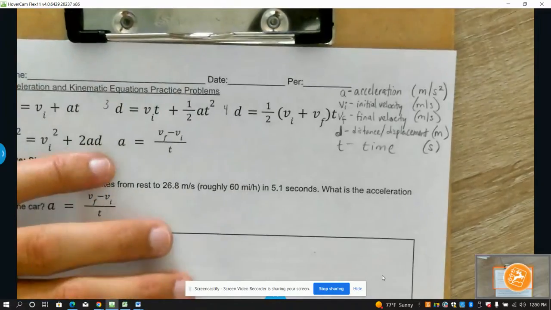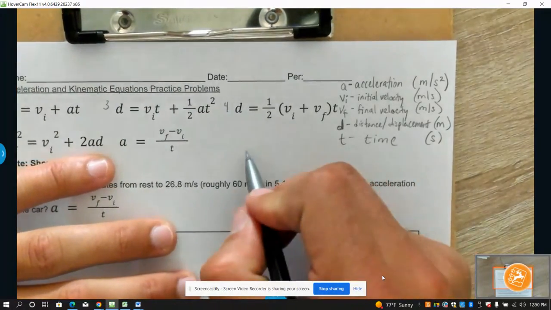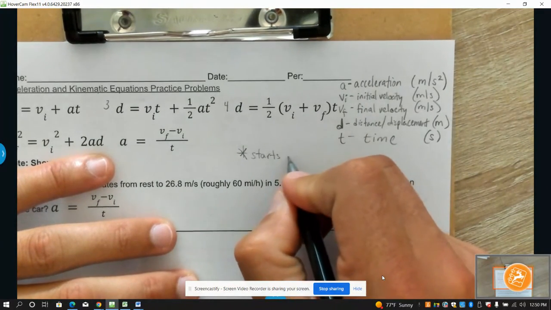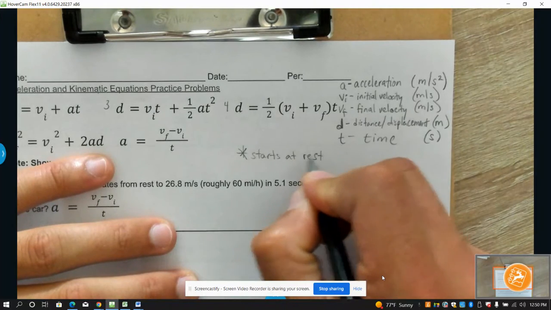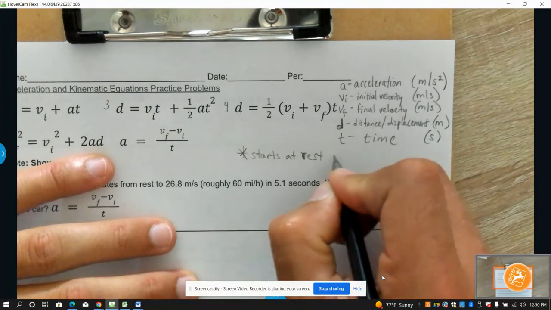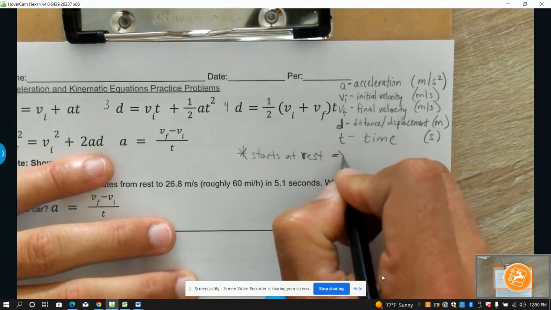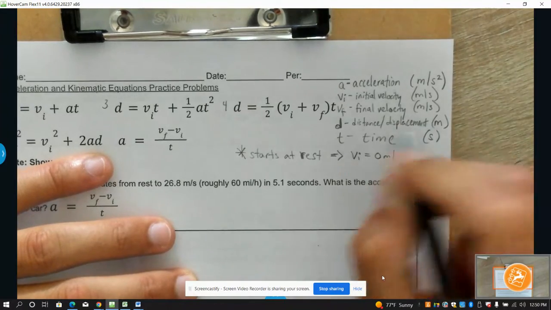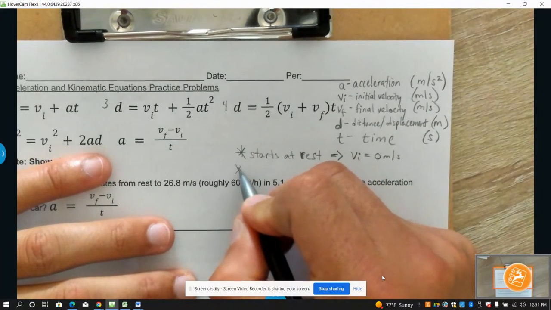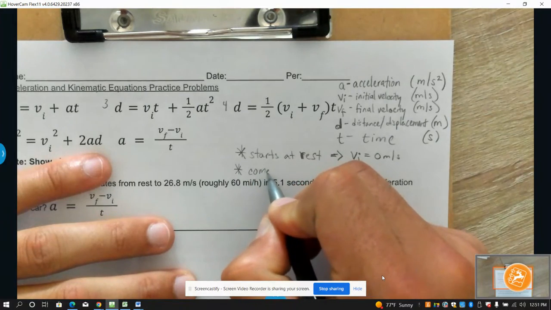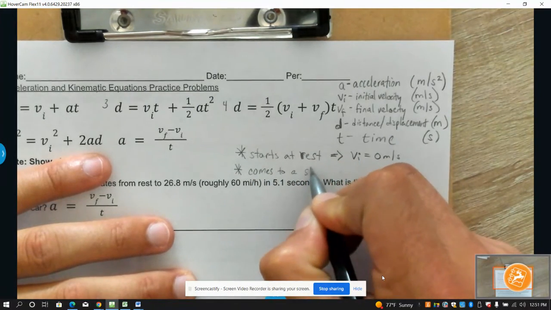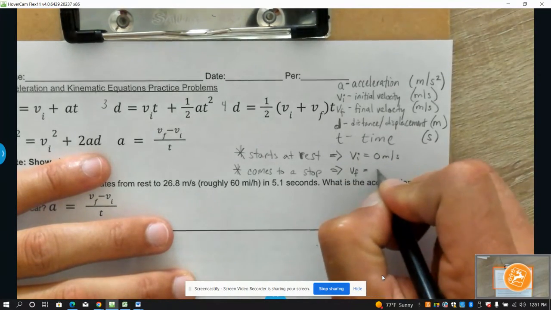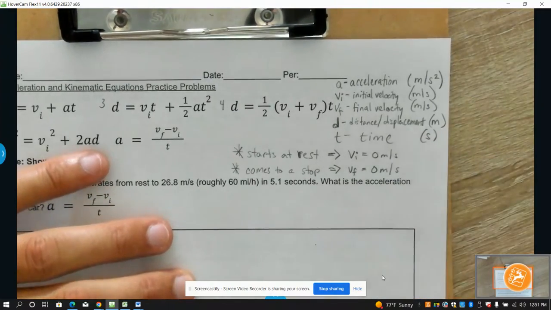Okay, other two things that are very useful pieces of information. Okay, if something starts at rest, that's pretty much going to tell us that our initial velocity is 0. Okay, and then if it comes to a stop, final velocity will equal 0 meters per second.